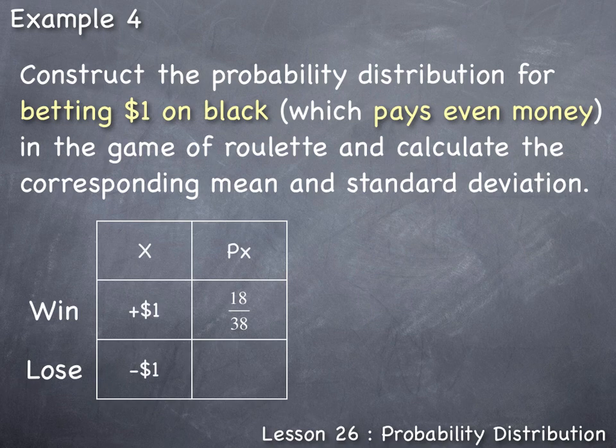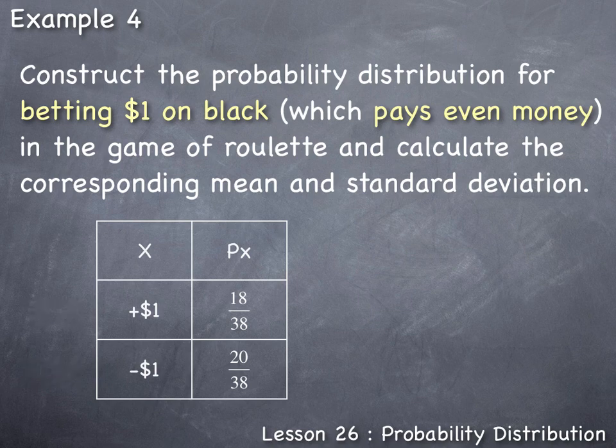Now the probability of losing that bet is calculated by counting the number of slots that are not colored black. There were 18 red slots and 2 green slots. So if the marble lands in any one of the 18 red slots or any of the 2 green slots, for a total of 18 plus 2, or 20 non-black colored slots out of the total of 38, we would lose that bet. So there's 20 ways of losing out of 38 total on the bet on black in roulette.